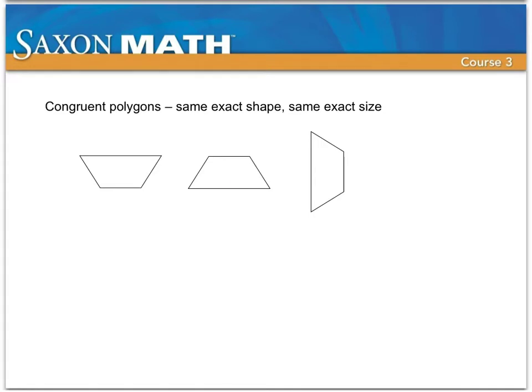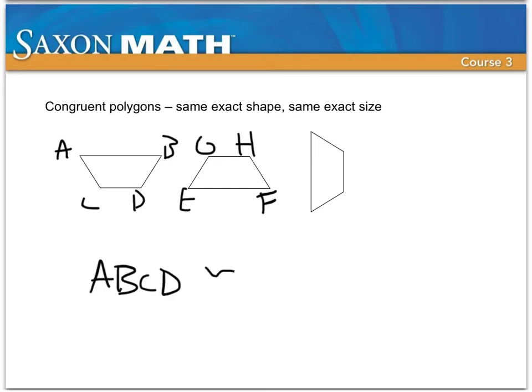The way we say that, let's say we called this one A, B, C, D, and let's say we made this one E, F, G, H. We would say that A, B, C, D is congruent to, that's the sign for congruent, E, F, G, H. So those are congruent to each other. And again, this sign right here means is congruent to. Alright, let's go on to the next slide.